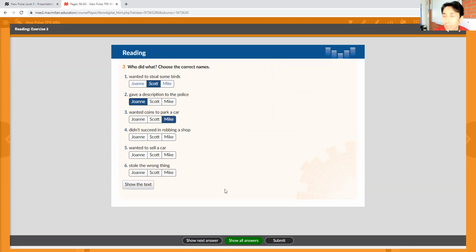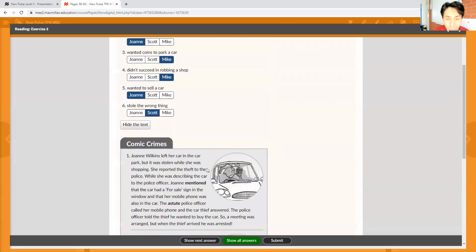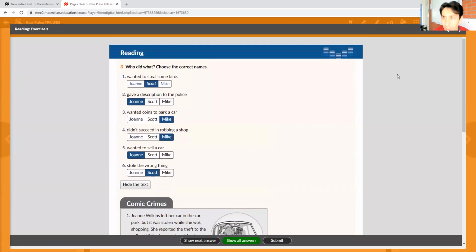Yuan, Scott, and Mike again. Mike is our answer. Four, didn't succeed in robbing a shop. Mike. And five, wanted to sell a car. Yuan. And last one, six, stole the wrong thing. This is Scott. According to the text, you can find these answers from the text.